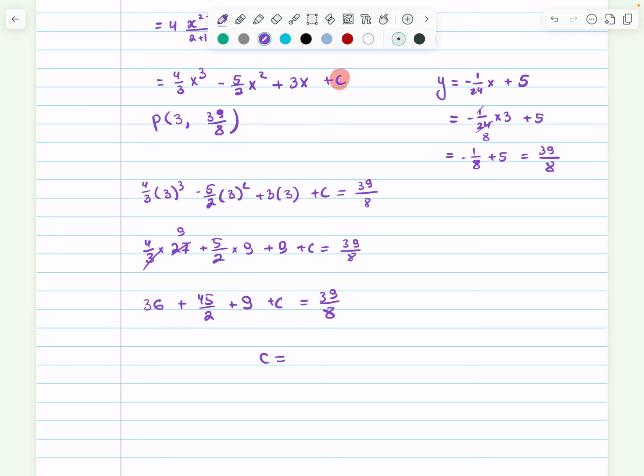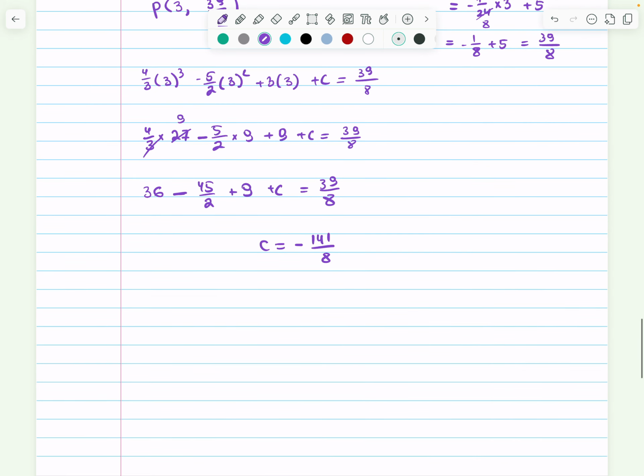You don't necessarily need to do all these steps. Substitute, calculate the first one, and the rest you can use a calculator, which is 39 divided by 8 minus 9 minus 36, minus, there's a mistake I made over here. This must be a minus sign in between, as in the equation. So it's going to be minus 36 minus 9 but plus 45 divided by 2. That gives you 141 divided by 8.